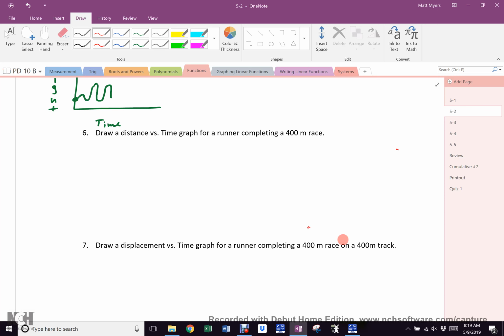All right, back to math. Distance versus time. Where's time go? On the bottom. Where's distance go? On the vertical axis. How does a race start? A 400-meter race. How does it start?